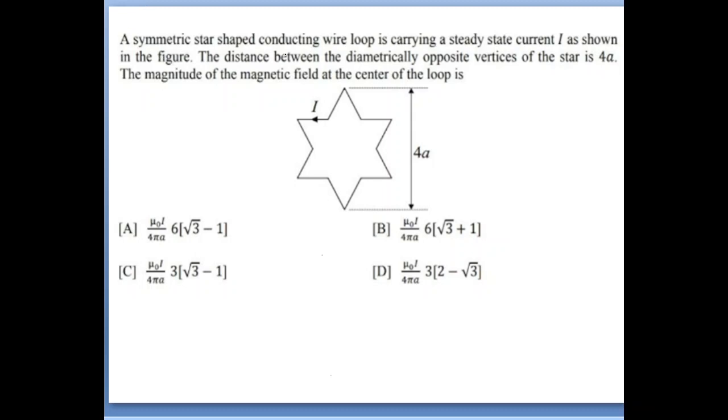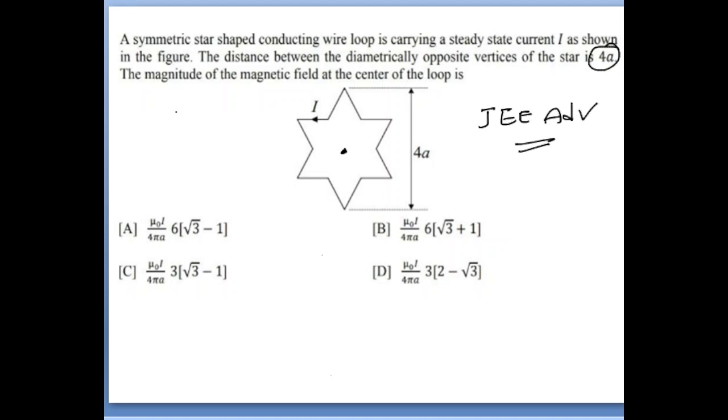The question is saying that a symmetrical star-shaped conducting wire loop carrying a steady current I is shown in the figure. The distance between diametrically opposite vertices is 4a. He is asking for the magnitude of the magnetic field at the center of the loop. This question is purely based on a Biot-Savart law application, and it was asked in JEE Advanced. So let us solve this question.